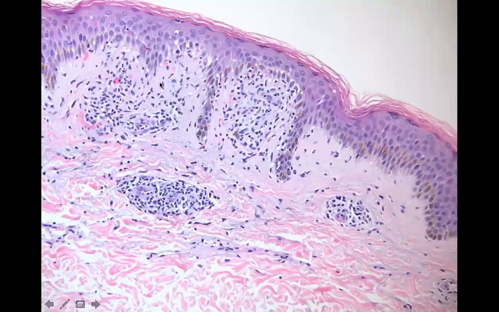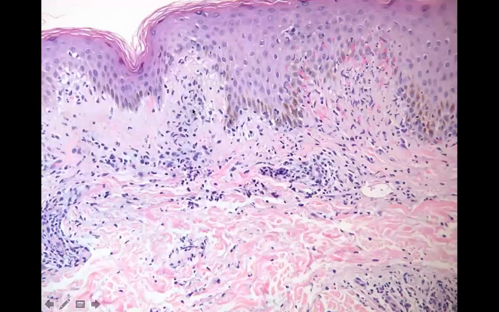We saw some elongated, more twistiocyte-like cells, so favored viral exanthem, but of course a lot of that needs to be worked out clinically. You see many elongated cells, nonspecific superficial perivascular lymphocytic infiltrate. It could be purpuric, right? You can have purpuric drug eruptions, purpuric viral exanthems.